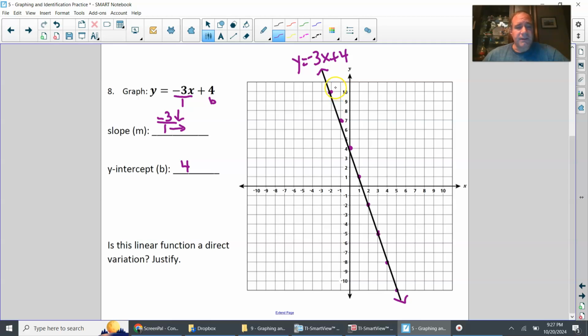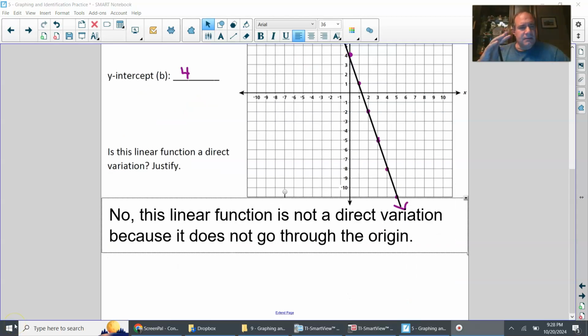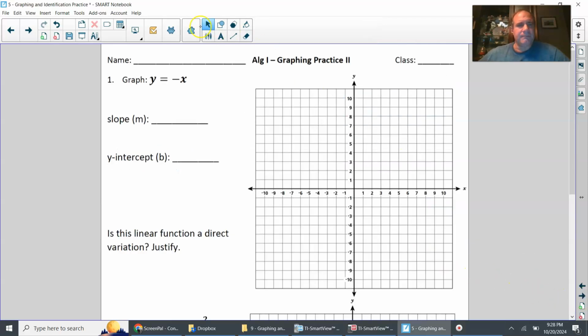Is this a direct variation? Same thing as the other one. No, it is not a direct variation. It does not go through 0, 0, which is the origin. And just like I said, this is not a direct variation. This linear function is not a direct variation because it does not go through the origin, which is 0, 0.